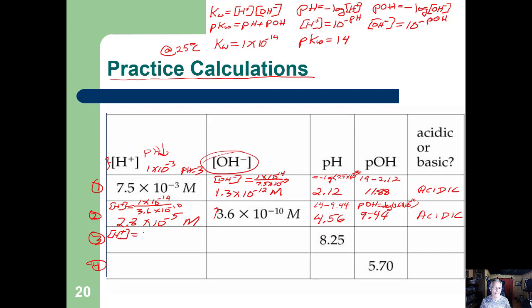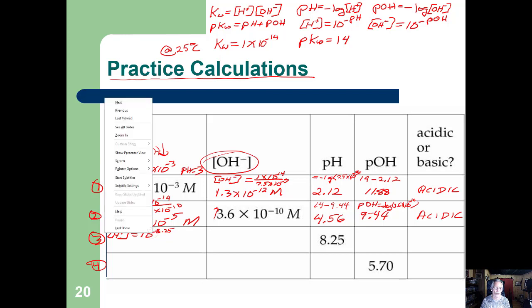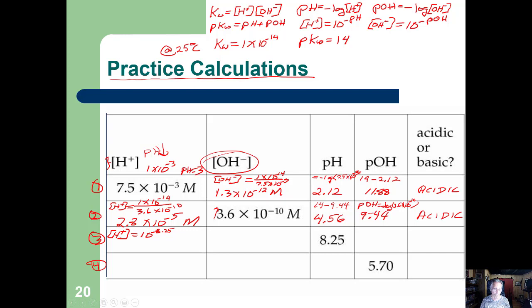That's going to be 10 to the minus 8.25. That's the minus pH. And people all the time forget to put the negative sign in there. If you forget that, you're going to get a ridiculous number, so don't forget it. So that's going to be second log minus 8.25, and I get 5.6 times 10 to the minus 9. So that's going to be 5.6 times 10 to the minus 9 molar in hydrogen ion concentration.